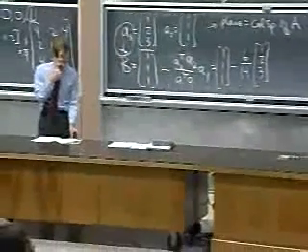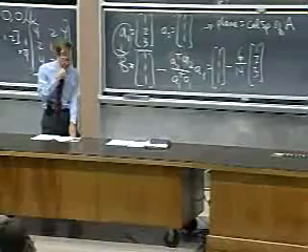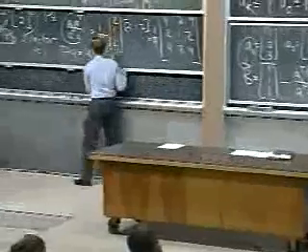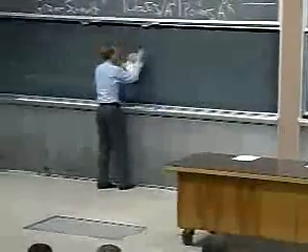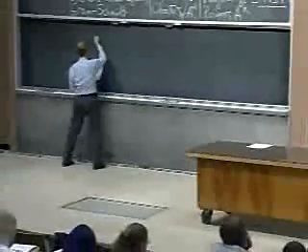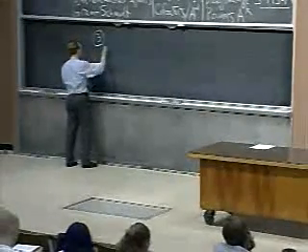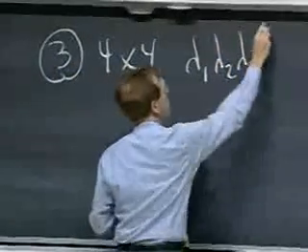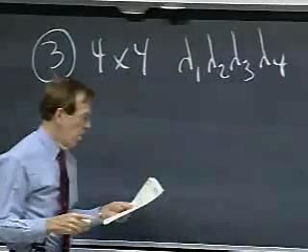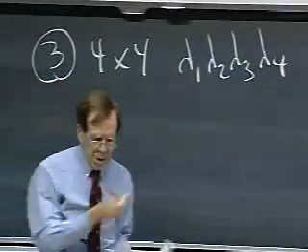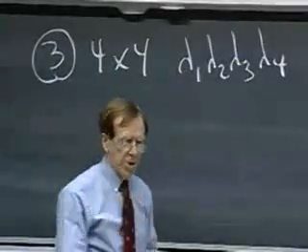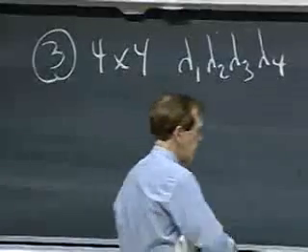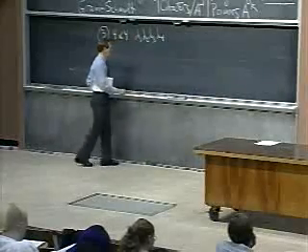Third question. All right, I'll move this board up. Third question will probably be about eigenvalues. Okay, 3. This is a 4 by 4 matrix. Its eigenvalues are lambda 1, lambda 2, lambda 3, lambda 4. Question 1. What's the condition on the lambdas so that the matrix is invertible? Under what conditions on the lambdas will the matrix be invertible?